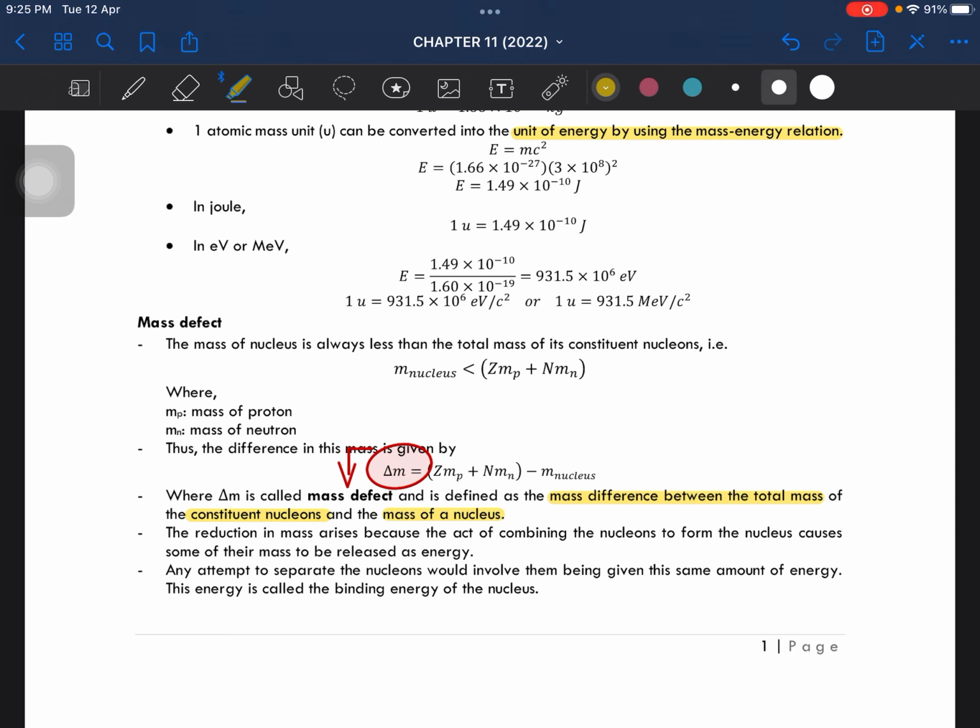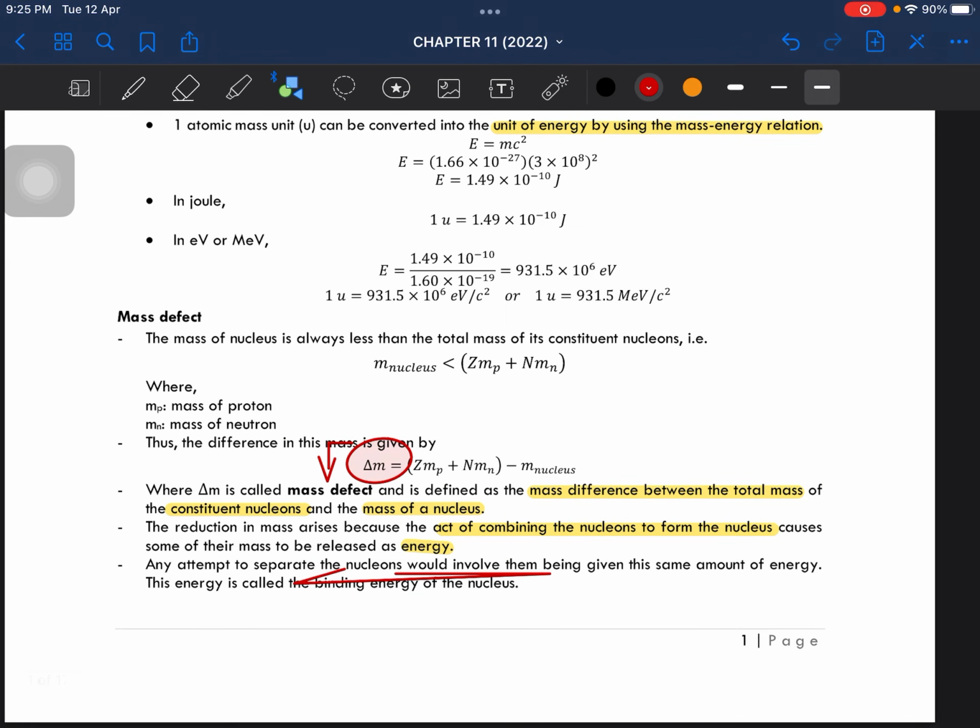The reduction in mass arises because the act of combining the nucleons to form the nucleus causes some of the mass to be released as energy. That is why there is a reduction in mass. Some of the mass is converted or released as energy. So any attempt to separate the nucleons would involve them being given this same amount of energy before they can be separated. That energy is known as the binding energy of the nucleus.